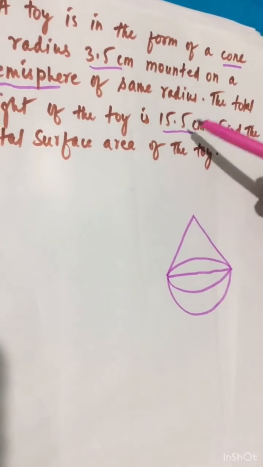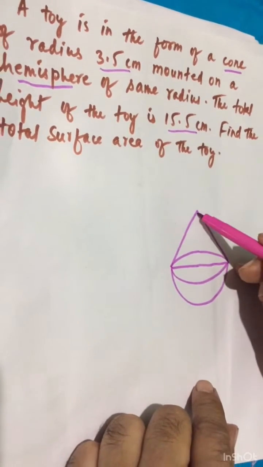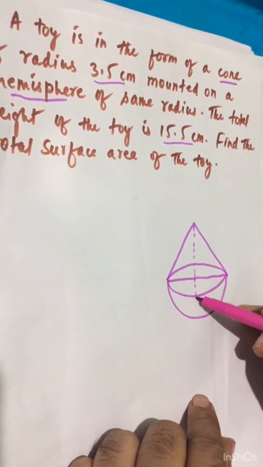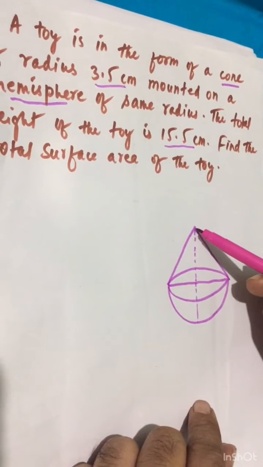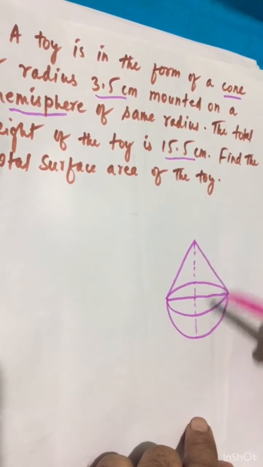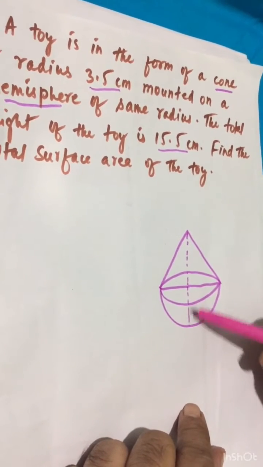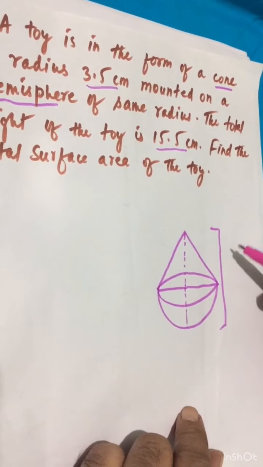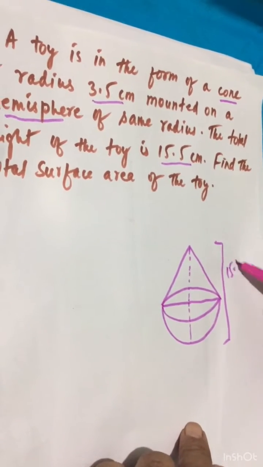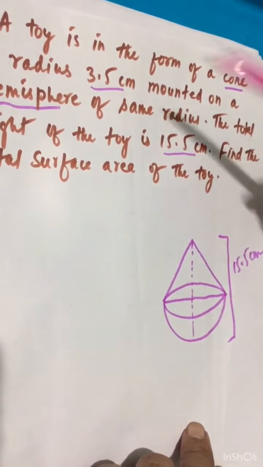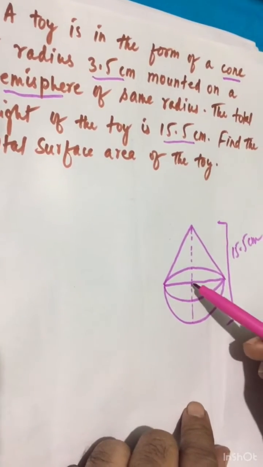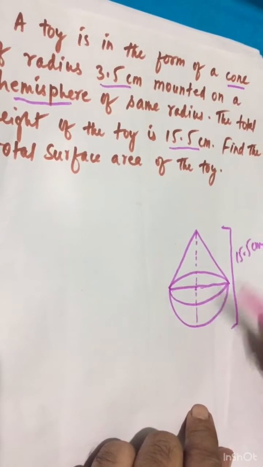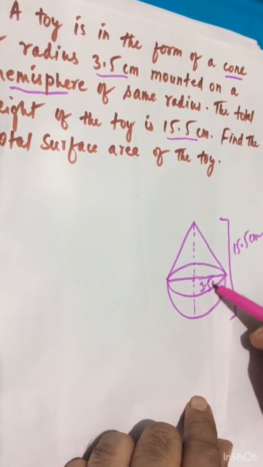Now the total height of the toy is given as 15.5. Total height means from here till here. This is the height of the cone, and this much is for the hemisphere. So we can show it like this: total height is 15.5 centimeter. The radius is mentioned here, 3.5. So this radius, or this side, or this side, or this also, is the same, 3.5 centimeter.